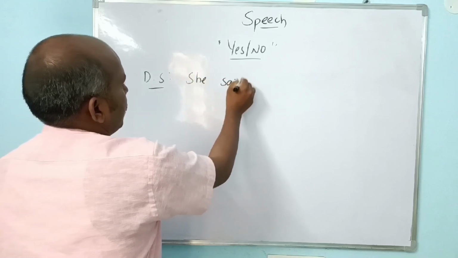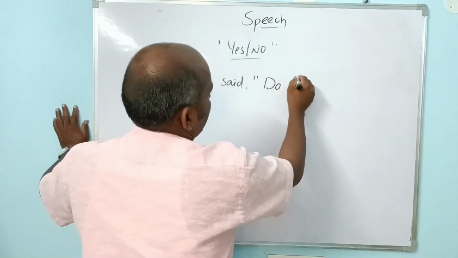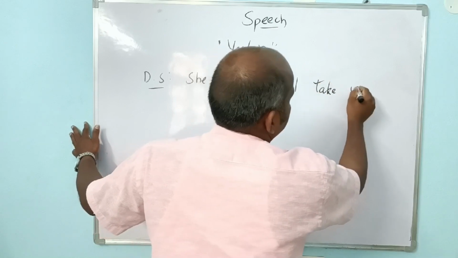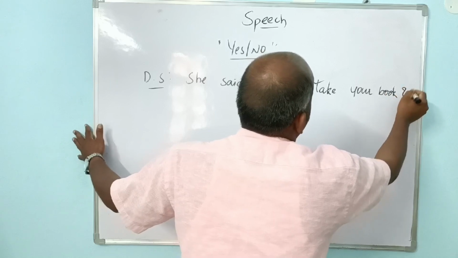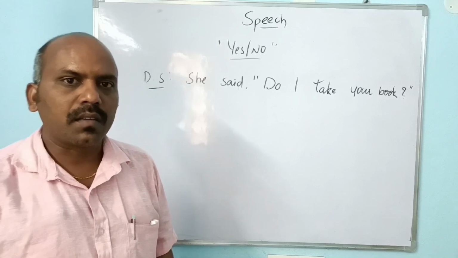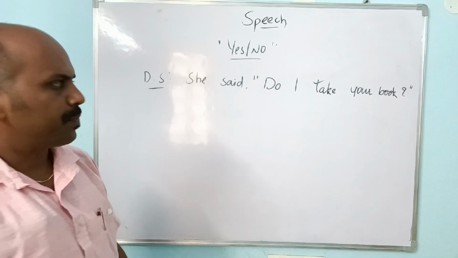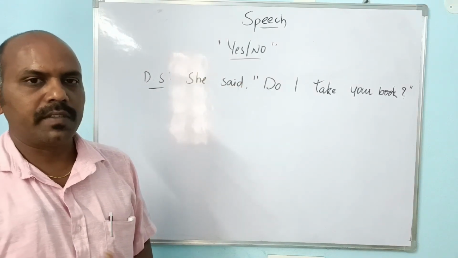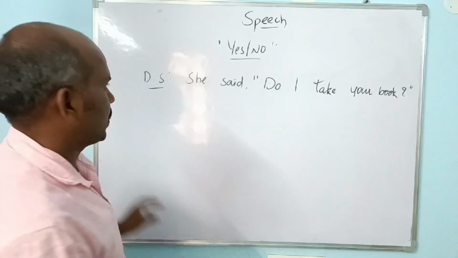She said, "Do I take your book?" So it is a yes or no question. Normally yes or no questions all start with auxiliary verbs, right? And now, how does that change into reported speech? In the previous video we learned statements, and now we are going to learn yes or no questions.